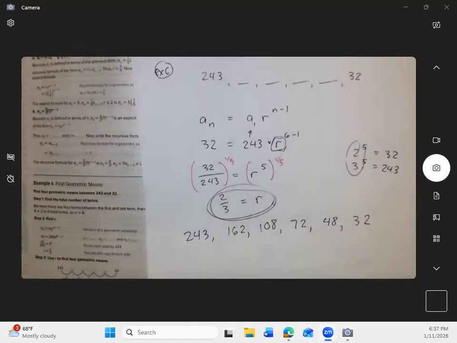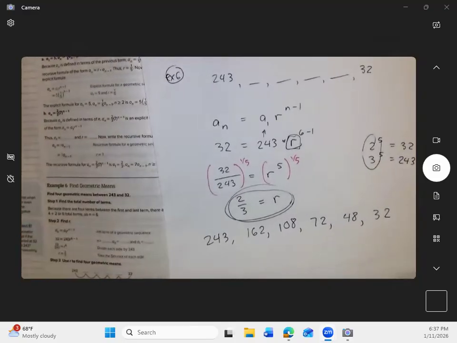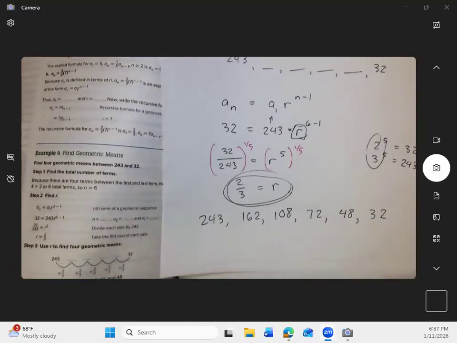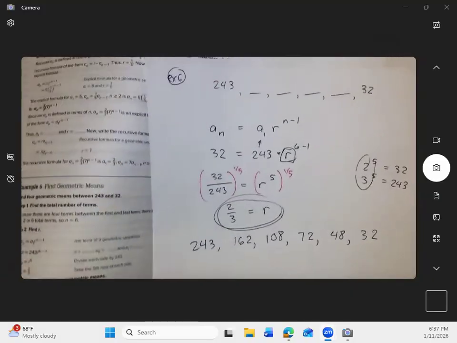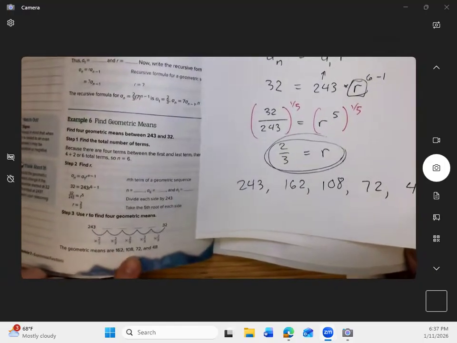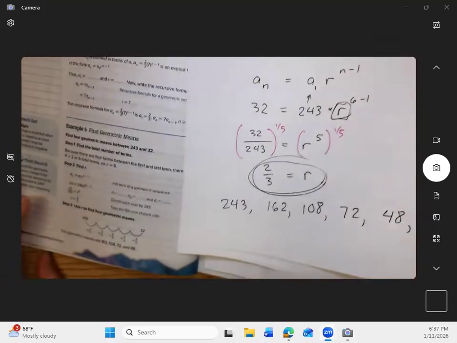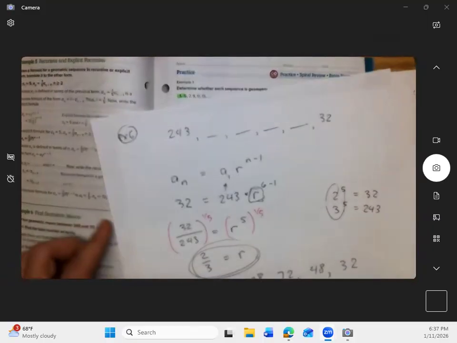Where are we supposed to find the 4 geometric means? Oh, there it is. It tells the answer right down here at the bottom of the page. It says the answer is 162, 108, 72, 48. Yeah, that's exactly these 4 middle values I got right here. Okay. All good.